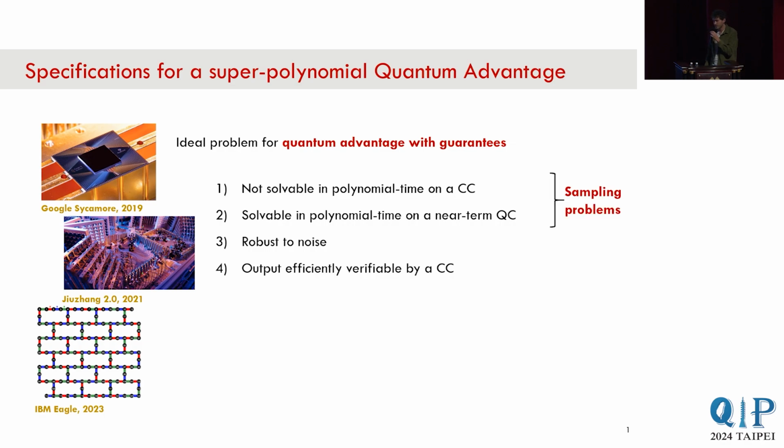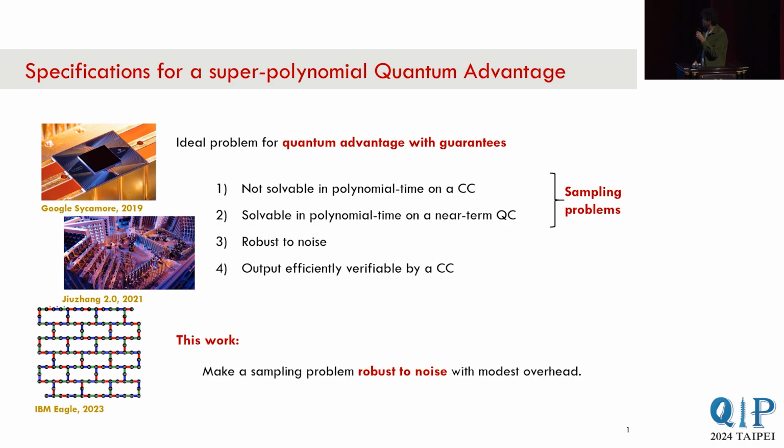Unfortunately, we don't know any class of problems as of today that verifies those four properties, and up until now, people have been mainly focused on something that verifies those first two properties, something that is classically hard and quantumly easy. A good class of problems that verifies this is the one of sampling problems, which I'm going to define a bit later on. And essentially, what we have been doing in this work is taking a sampling problem and making it robust to noise with as little overhead as possible.